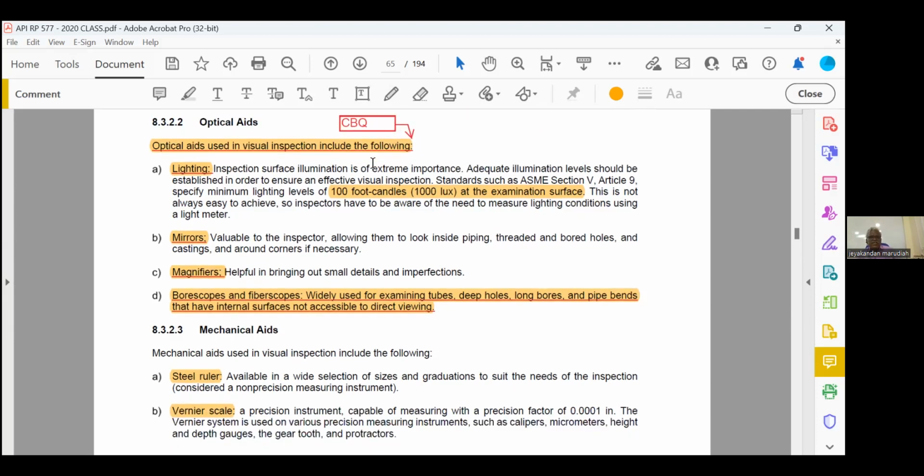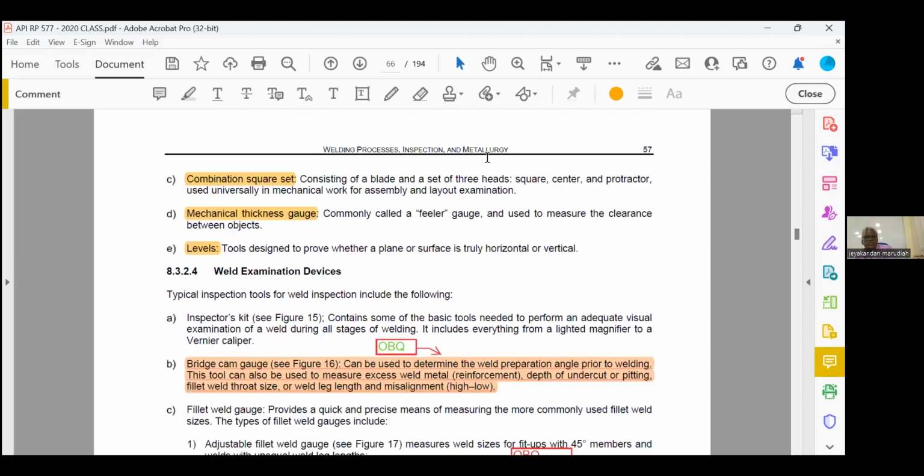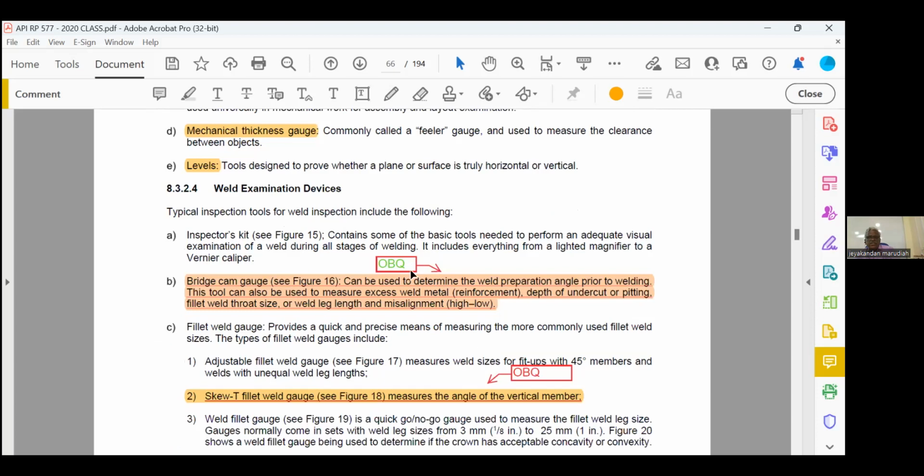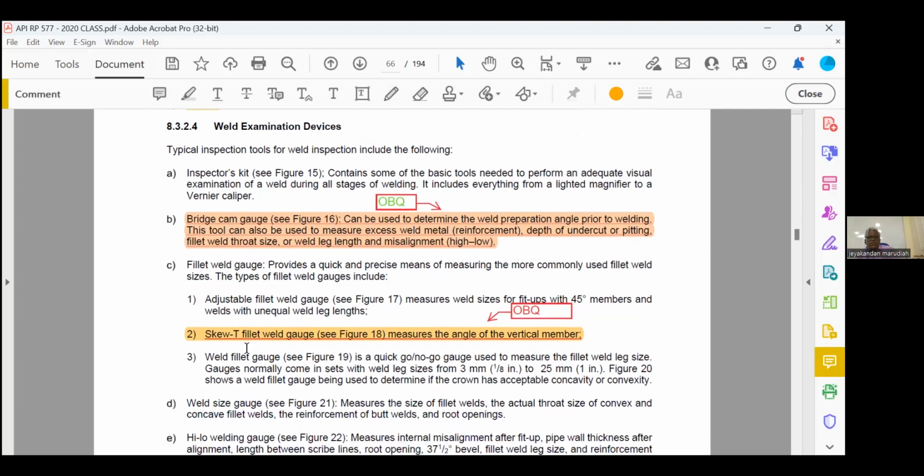What are the mechanical aids? Steel rule, vernier scale. You can go to the next page. These are not important, but these two are important. This was asked last year. Bridge cam gauge, the C-shape examination tool people are using, can be used to determine the weld preparation angle prior to welding, and can also be used to measure excess weld metal and depth of undercut. That is open book. And this is also open book. The fillet weld gauge measures the angle of the vertical member. That is also an open book question.